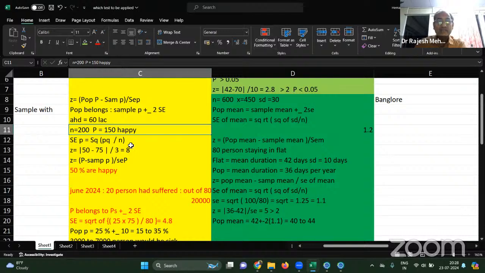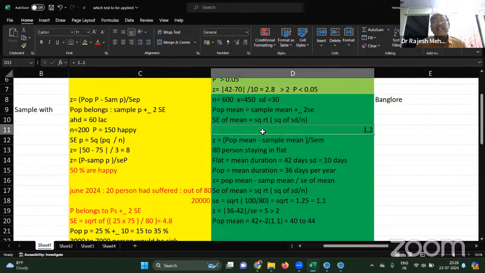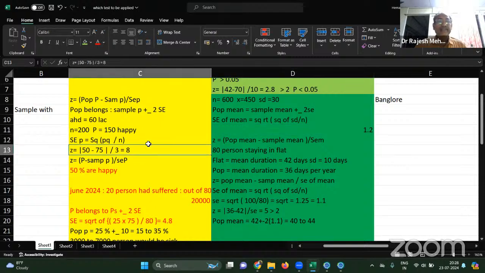I repeat, standard error of proportion has two uses. Based on a sample, you find out the population parameter, or if the population parameter is given, you can find out whether the sample is representative or not. Similarly, in standard error of mean also, based on a sample you find out the population mean, or if the population mean is given, you can find out whether the sample is representative or not. So there are two uses of standard error of proportion and two uses of standard error of mean. Now, in this case, let's see standard error of proportion.